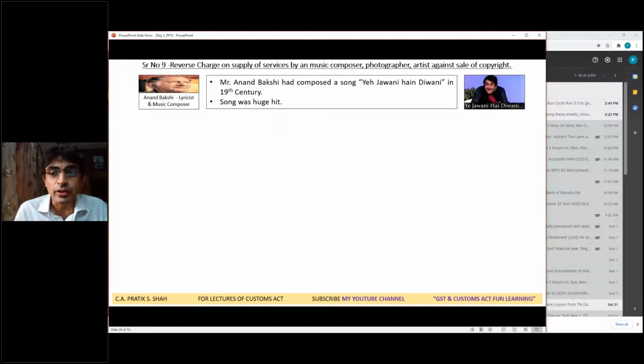He had written one song, Ye Jawani Hai Diwani, in the last century. It was a huge hit, a very big hit. Everyone was listening to only this song.